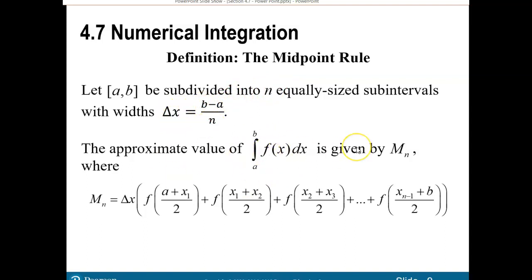So the approximate value of using the midpoint of each subinterval to find the height, we'll call it M sub n, is your delta x times the sum of f at the midpoints. So (a + x1)/2 is the midpoint of subinterval 1, so plugging that into f. This is the midpoint of the second subinterval, the midpoint of the third, all the way to the end. But like I said, I think it's easier just to draw out your number line or your table for whatever problem you have, identify your intervals, and just write down what the midpoints would be.